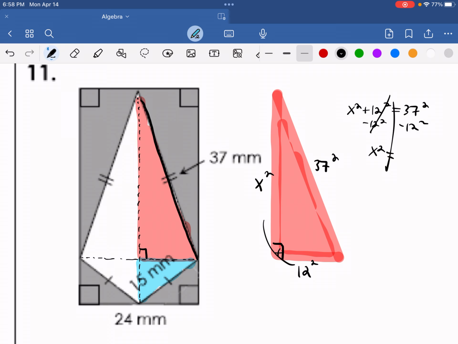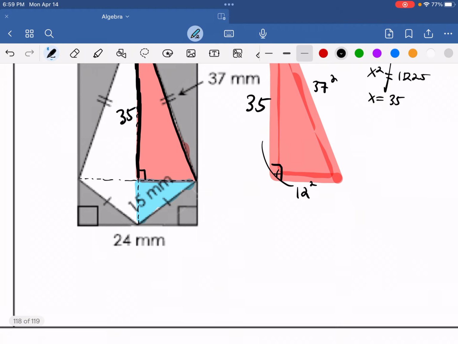Plug it in. 37 squared minus 12 squared. And we get 1,225. Square root 1,225. X equals 35. So this side is 35. So now we know that from here all the way till where the red stops, that is 35. Okay, so now we're just missing a little part, the bottom part.